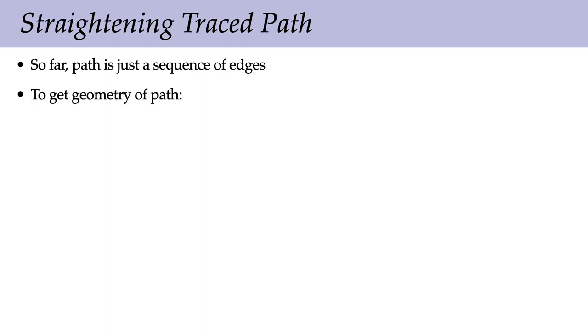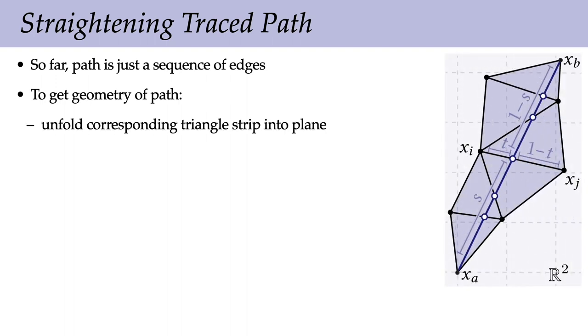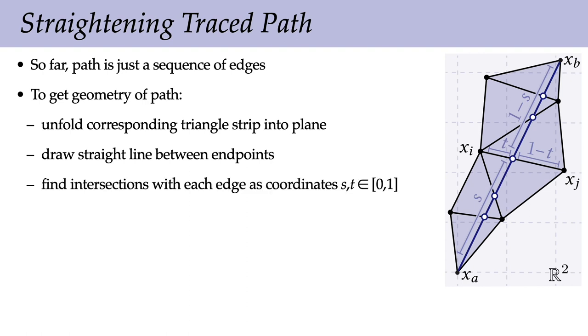This tracing procedure is purely combinatorial. It depends only on integer data. And so what that means is it only gives us a sequence of edges that are underneath the curve. To get the actual geometry of the path, what we can do is lay out the corresponding triangle strip into the plane, right? And then draw a straight line between the endpoints. That's it. And because we know with 100% certainty that the curve passes through only these edges, we know the line will be contained in the strip.